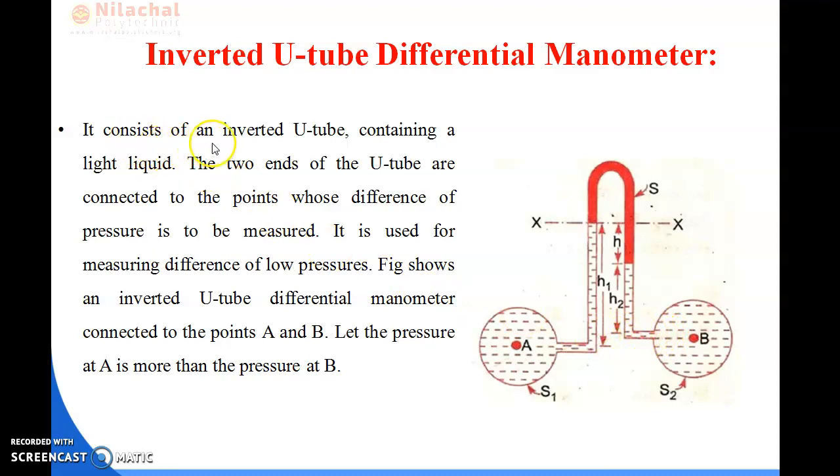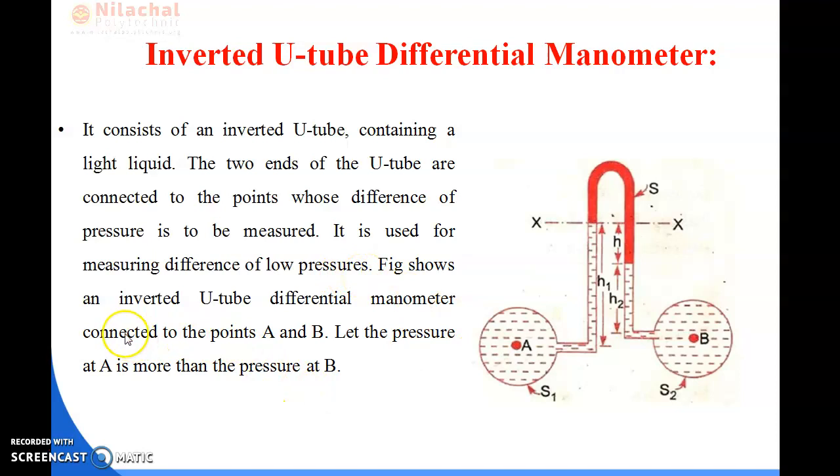So it consists of an inverted U-tube containing that light liquid, and the two ends of the U-tube are connected to the points whose difference of pressure is to be measured. Here, for the two pipes A and B, our aim is to calculate the pressure difference. That's why the two ends of the U-tube are connected to the two pipes. It is used for measuring low pressure.